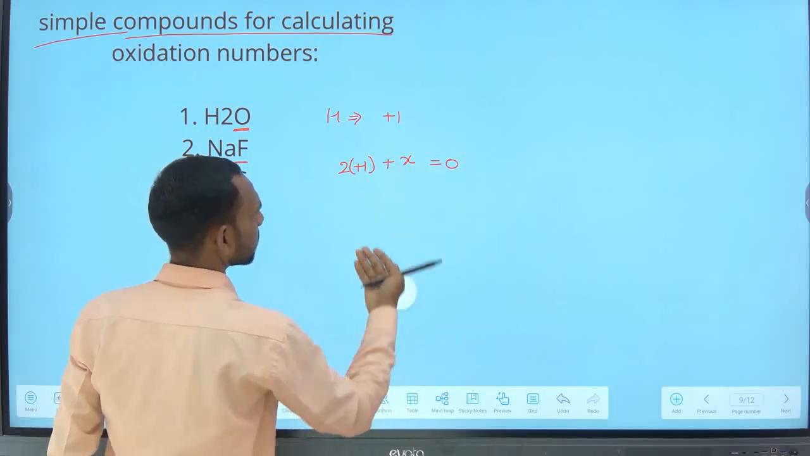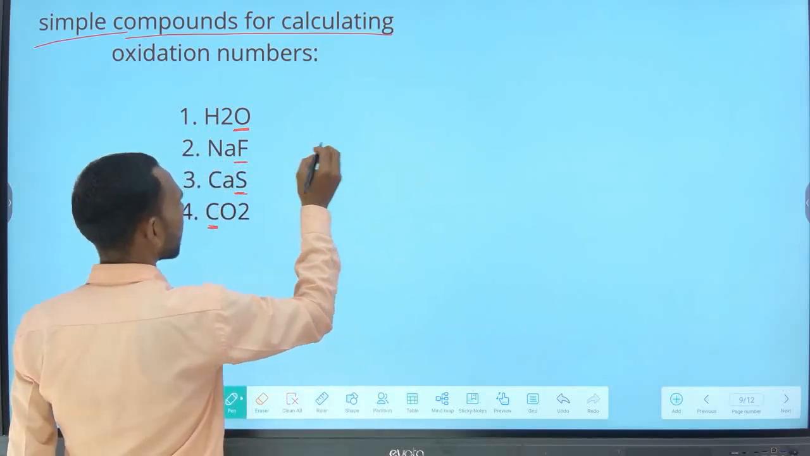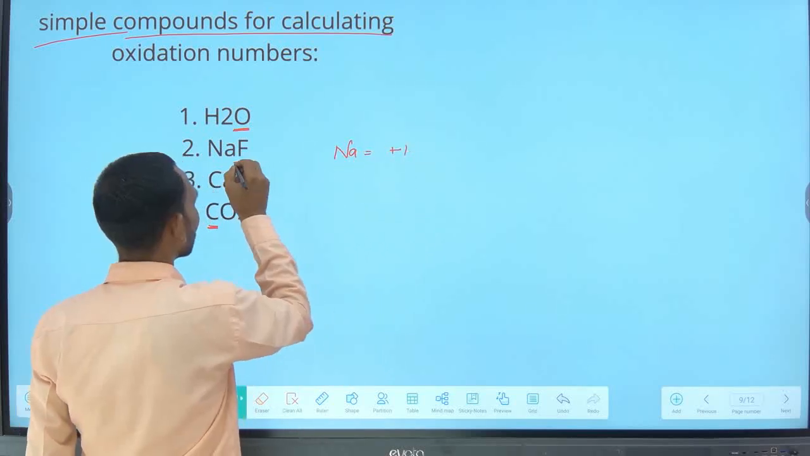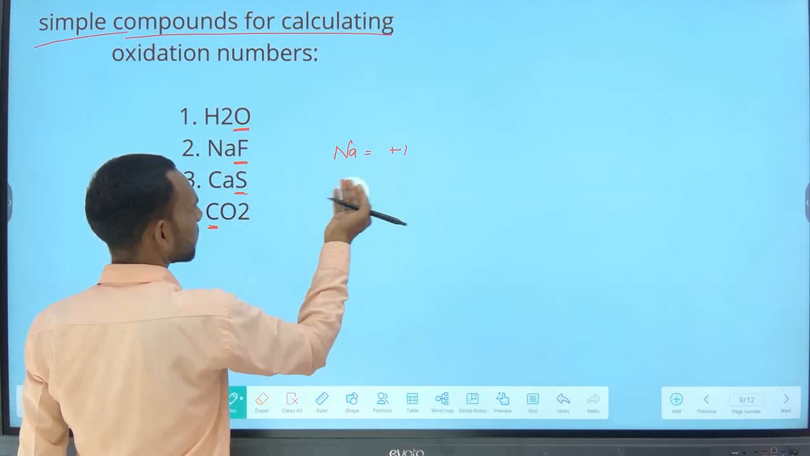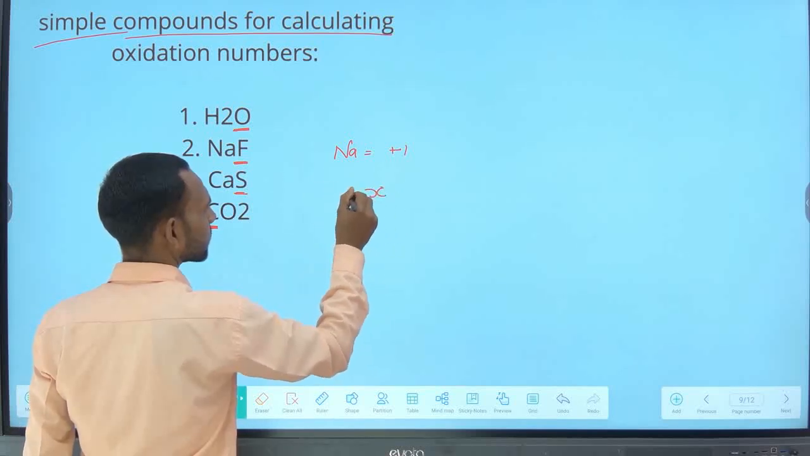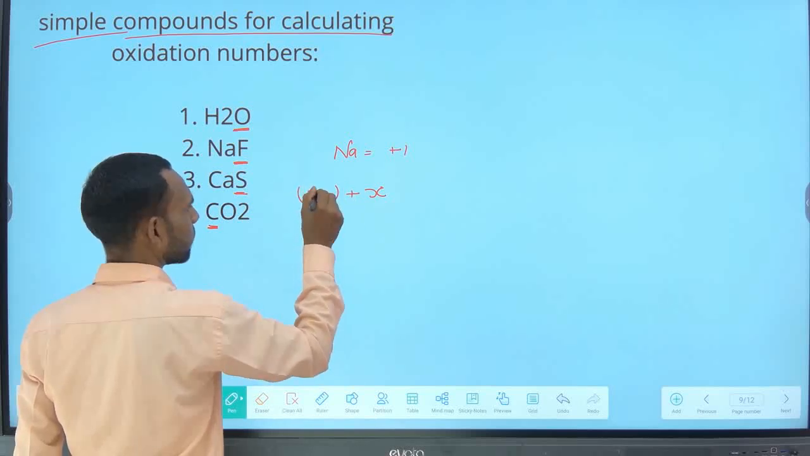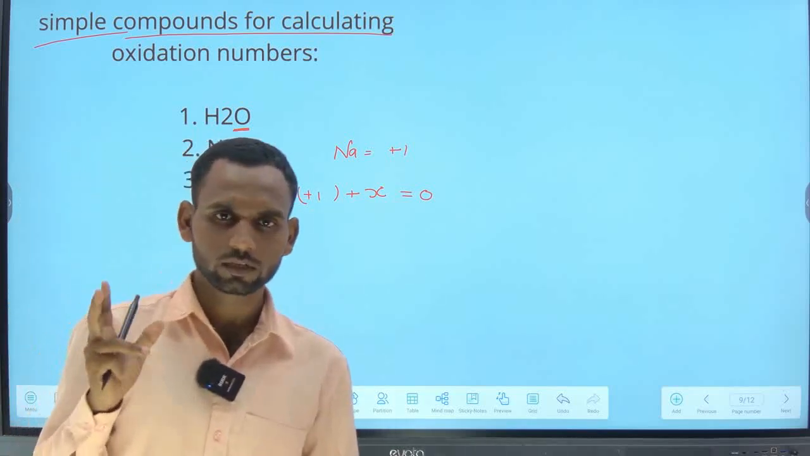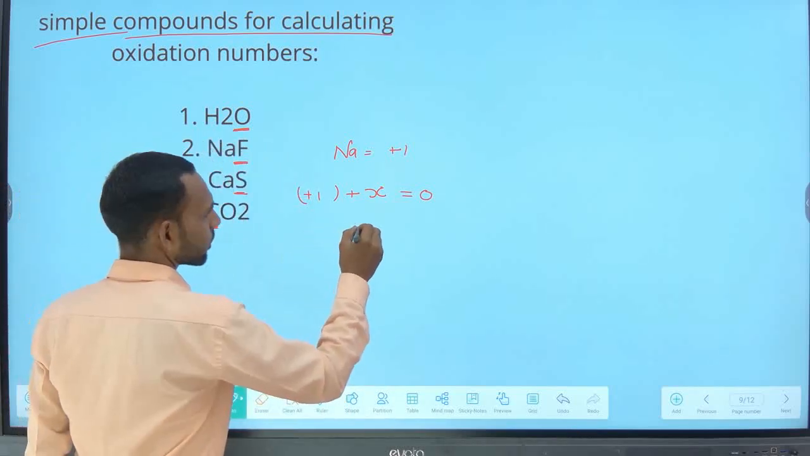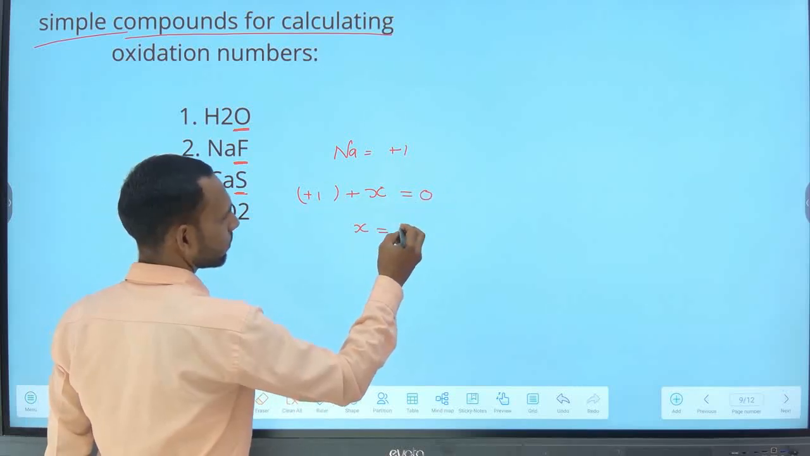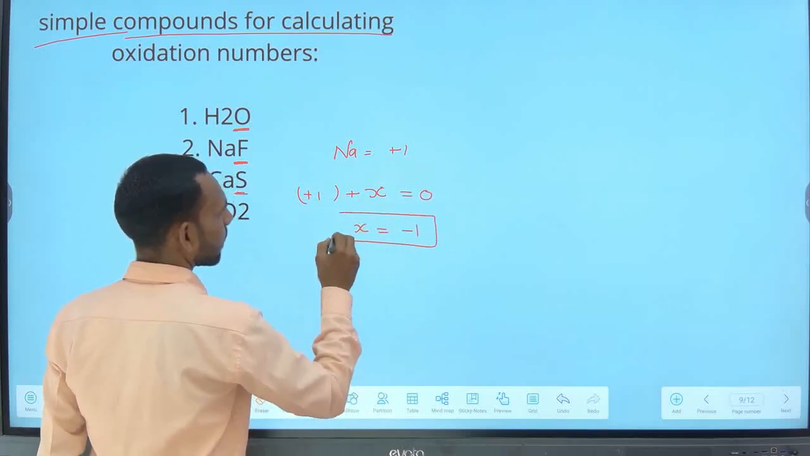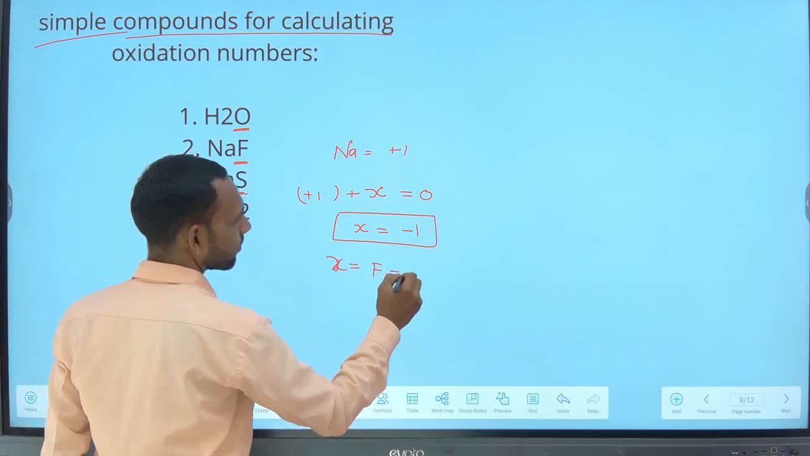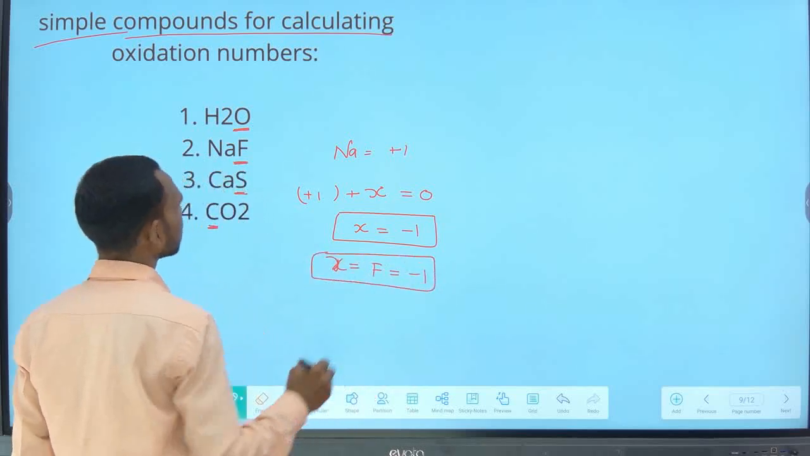Okay, so next, sodium fluoride, NaF. Sodium has the +1 oxidation state. Calculate X for fluorine: X plus sodium's +1 equals 0, because the total charge of the molecule is 0. So X equals -1. Fluorine has the -1 oxidation state in this compound.